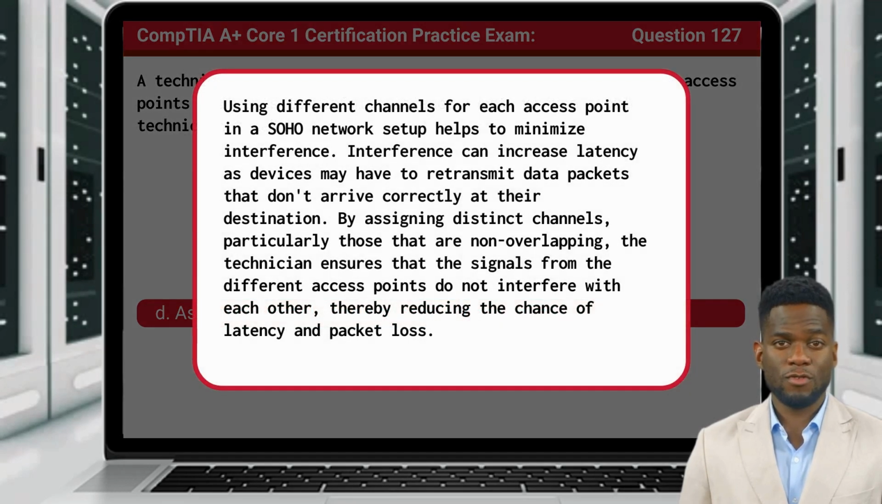Using different channels for each access point in a SOHO network setup helps to minimize interference. Interference can increase latency, as devices may have to retransmit data packets that don't arrive correctly at their destination. By assigning distinct channels, particularly those that are non-overlapping, the technician ensures that the signals from the different access points do not interfere with each other, thereby reducing the chance of latency and packet loss.